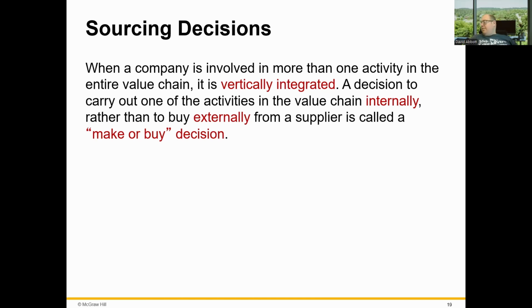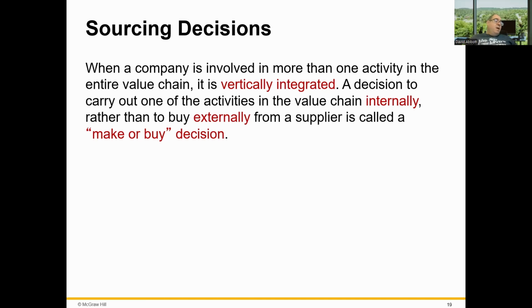So you might decide to make a component or you might decide to buy a component from someone else. So those are decisions that manufacturers will quite frequently have to make.